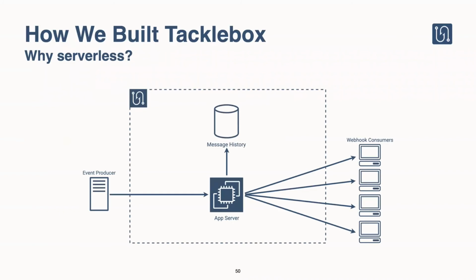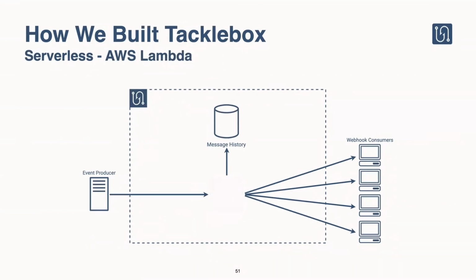Our initial implementation of Tacklebox used a single application server. It could have worked for our use case, but we saw an opportunity to optimize our infrastructure. Webhook usage patterns are often unpredictable, can have moments of high use as well as periods of minimal usage. As a result, with this single app server architecture, we may have had a lot of unused compute resources. To address this, we decided to use AWS Lambda functions. Lambda functions, which are AWS's function as a service offering, allow us to only run code when needed.